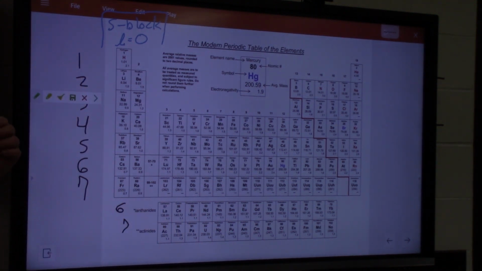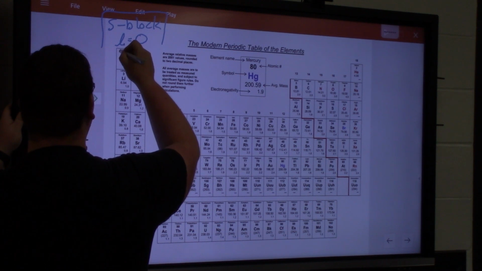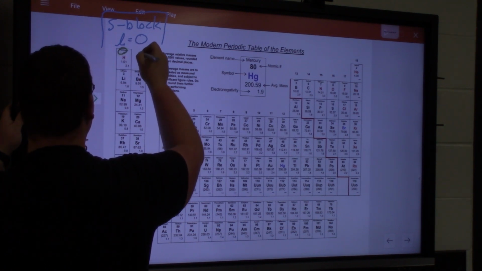Negative 0 to positive 0 is just 0. So this column will be M sub L, be 0, and then this column will be 0.